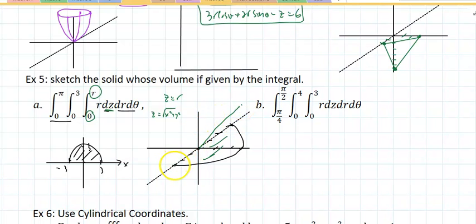So I get a mimic of that right there. And z simply runs from the floor to that. So this right here is empty. It's hollow. You're going to only get this part right there.